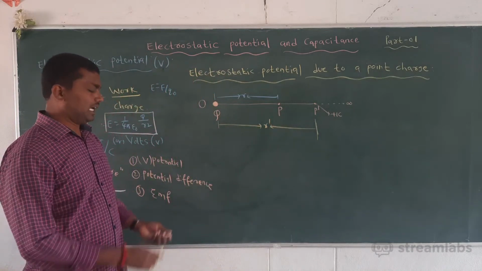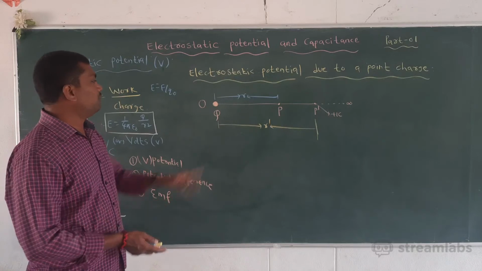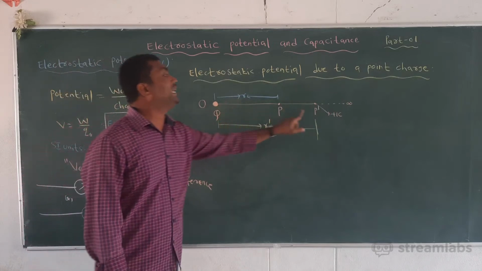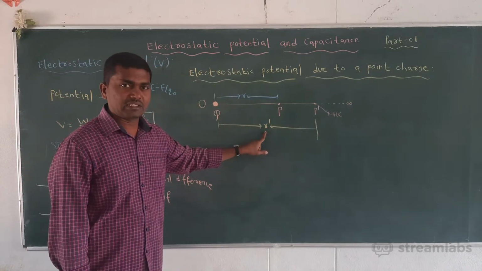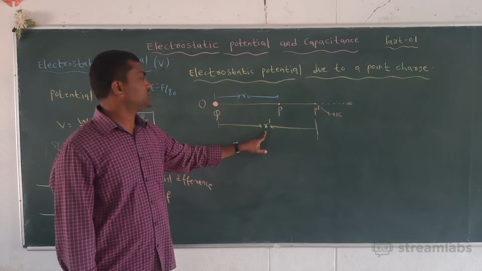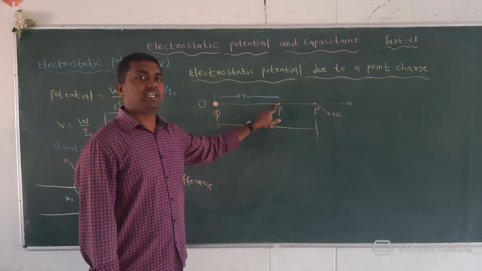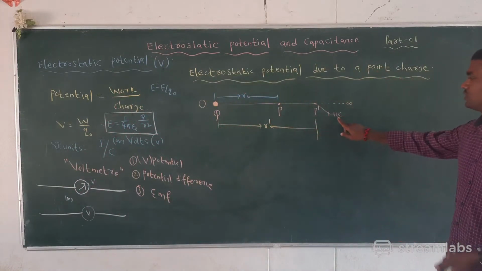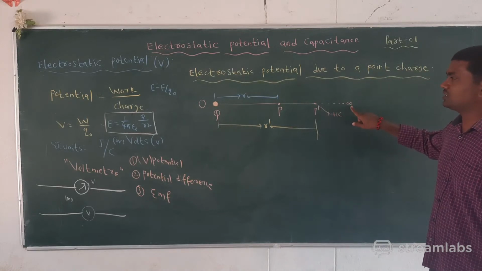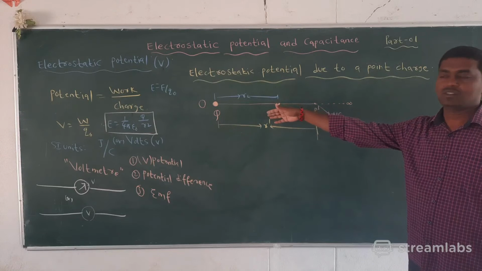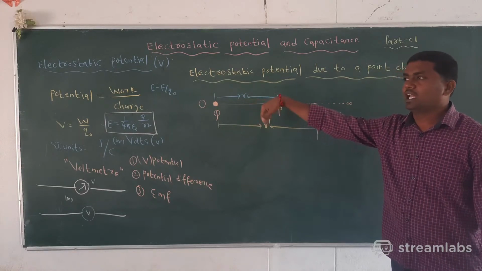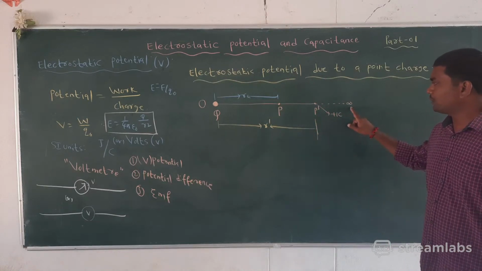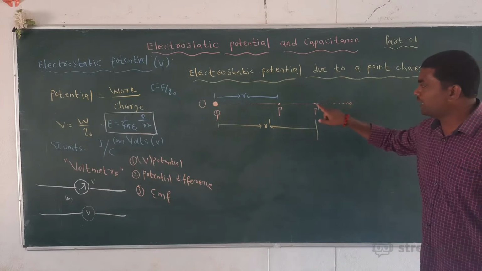So what I am writing here, from O to P the distance is r, and from O to P dash the distance is R dash. Now we can calculate the electrostatic potential at point P. This unit positive test charge we take from infinite distance opposite to the electric field. Where there is a point charge, an electric field exists in the space around it. So we can take the unit positive charge from infinite distance to a point P dash.